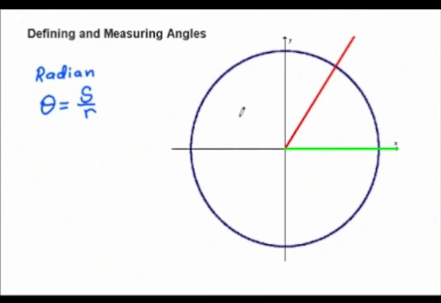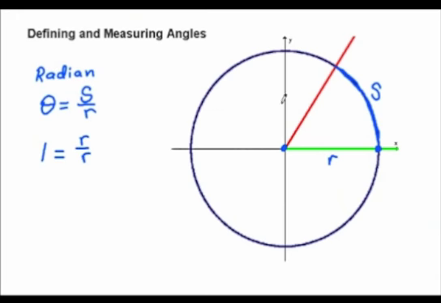R, of course, is the radius of this circle. So from here to this point, from the center to this point out here, that would be the radius of the circle. S is considered arc length, and that's the length of this arc of the circle from the red line to the green line, just along the edge of the circle. That's the length of this circle. So if I want a measure of 1 theta, then we need the S and the R to be exactly the same, so we're going to get R over R.